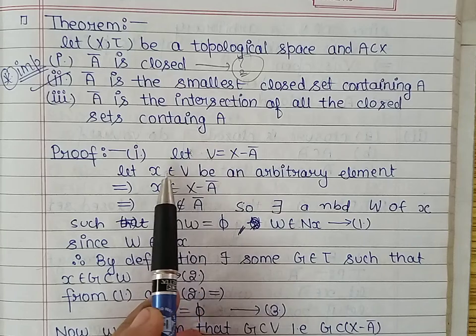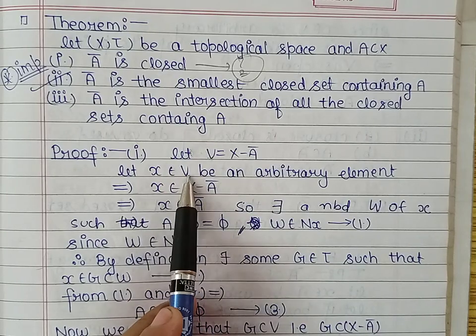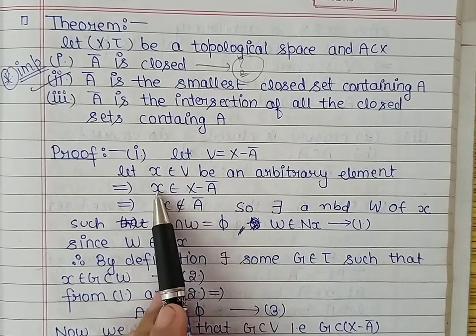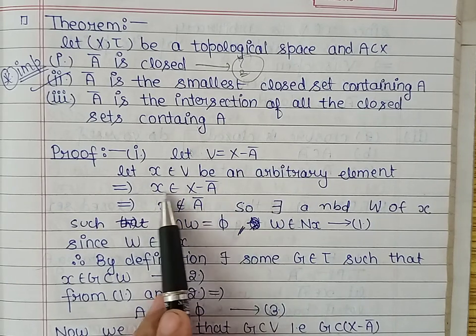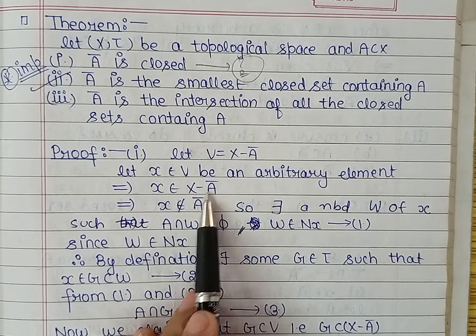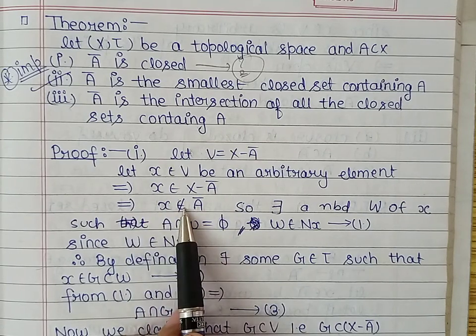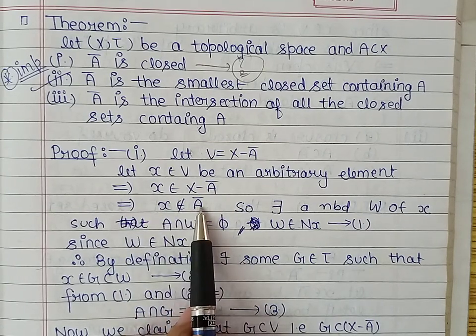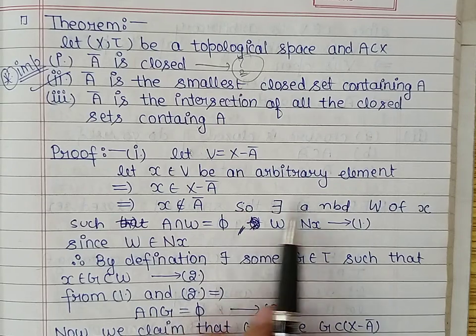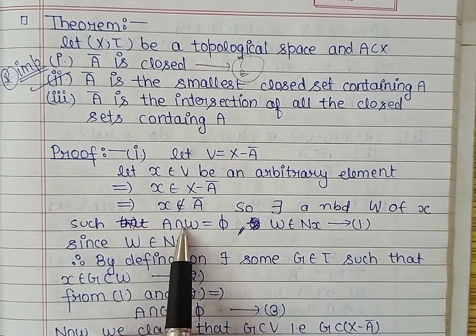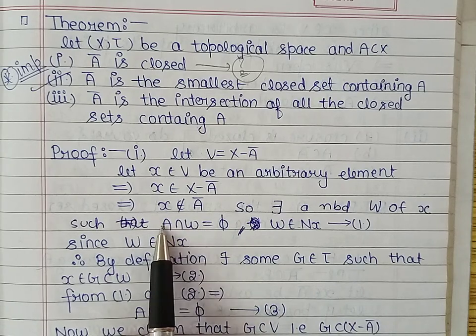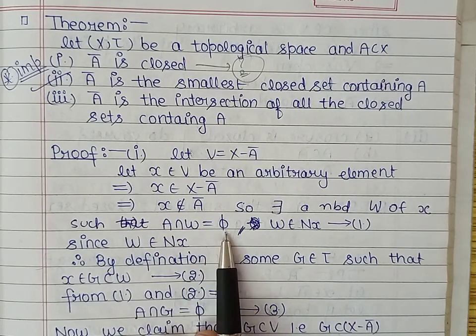So let us take an arbitrary point x belonging to V. It means x belongs to the complement of A closure. Because x belongs to the complement of A closure, x doesn't belong to A closure. It means x is not a closure point of A. So by definition, there will exist a neighborhood W of x such that the intersection of that neighborhood with A is φ.